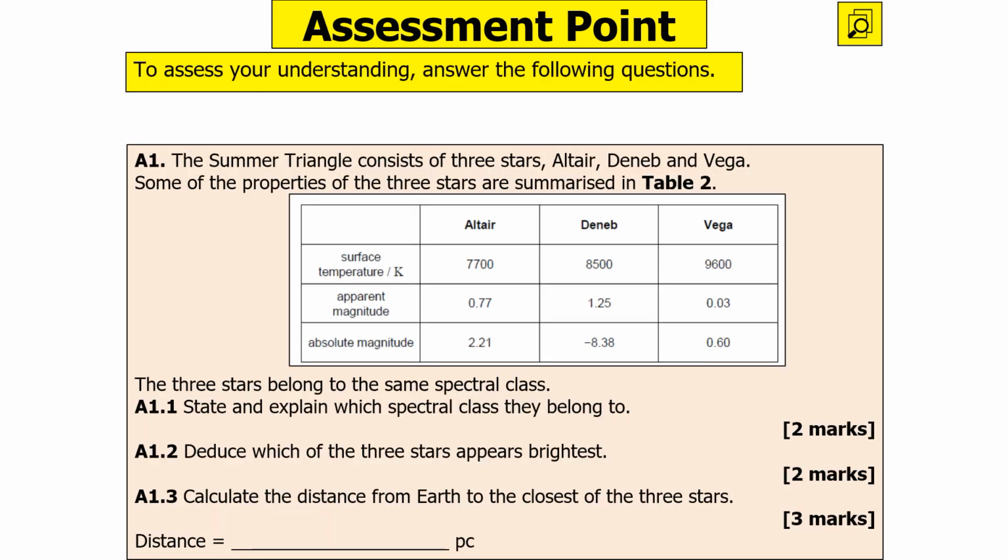So Polaris must be further away from the Earth, so it doesn't appear brighter than Kochab. Next question says, the summer triangle consists of 3 stars, Altair, Deneb and Vega.